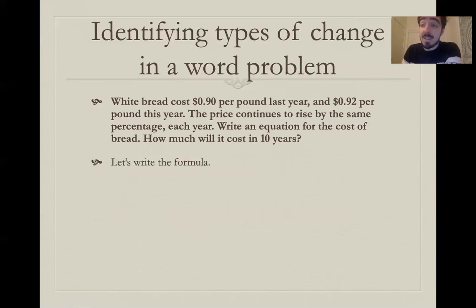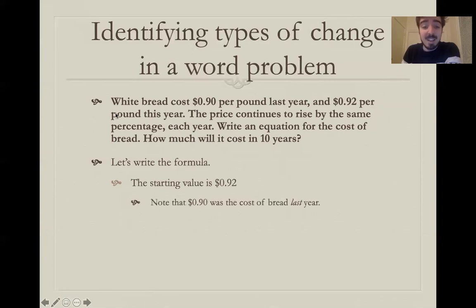Okay, so now that we've acknowledged that it's going to be exponential growth, let's write the formula. We need two things. We need the starting value, which was 92 cents. Be careful here. It's tempting to say 90 cents, but remember that 90 cents is the cost of bread last year. If you're trying to write a function or an equation which represents how much the bread will cost in so many years from now, you want to start with 92 cents because that's how much bread costs right now, in time period 0.